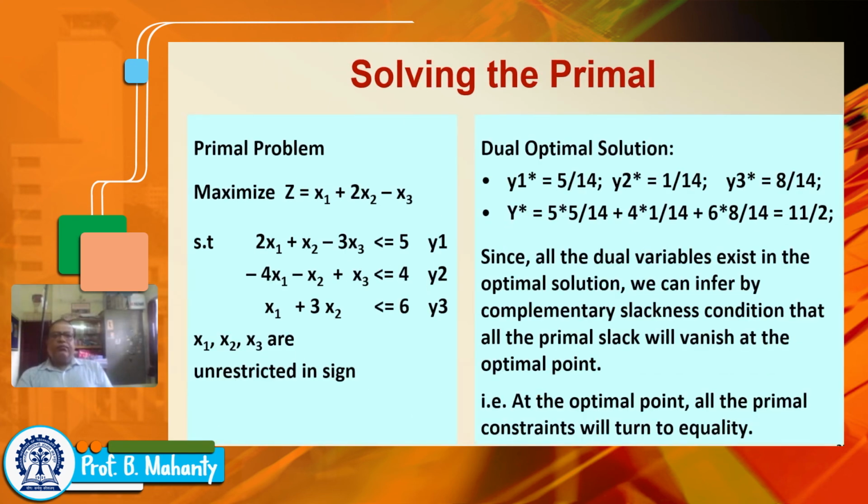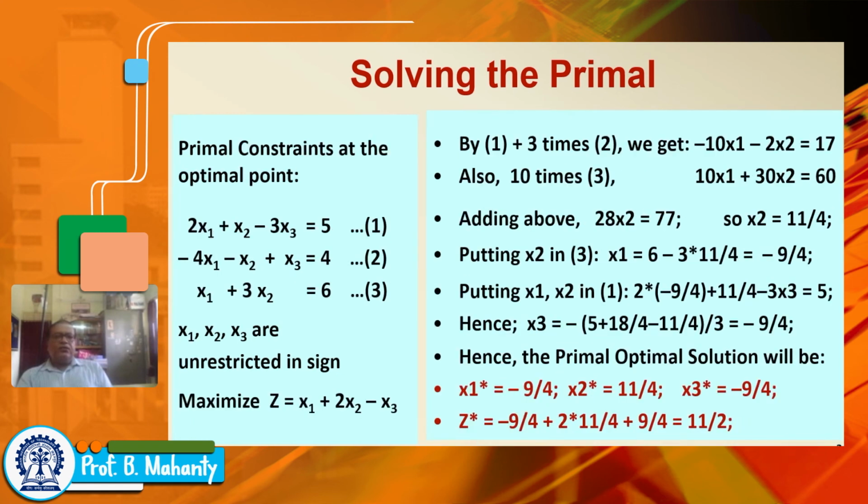So for the primal problem, these are the dual solutions: y1 star equal to 5 by 14, 1 by 14 and 8 by 14. Since all the dual variables exist in the optimal solution, we can infer by the complementary slackness condition that all the primal slacks will vanish at the optimal point. Isn't it? So therefore, at the optimal point, all the primal constraints will turn to equality.